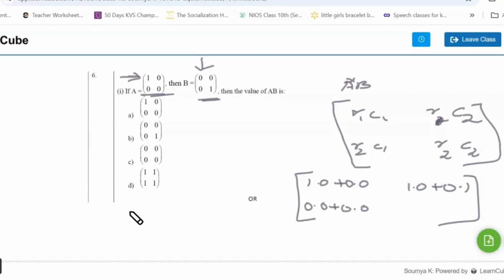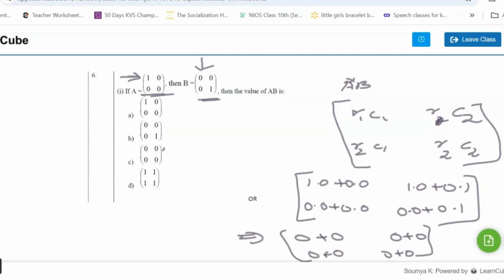0 into 0 and then 0 into 1. 0, 0 into 1 equal to 0 plus 0 here. Here you will get 0 plus 0 again, 0 plus 0 again, 0 plus 0 again. So all the elements will be 0 in this case. So which is your best matching option is C. So C is the answer. Be careful while doing this question.